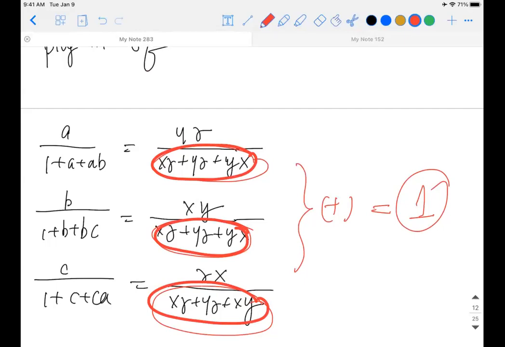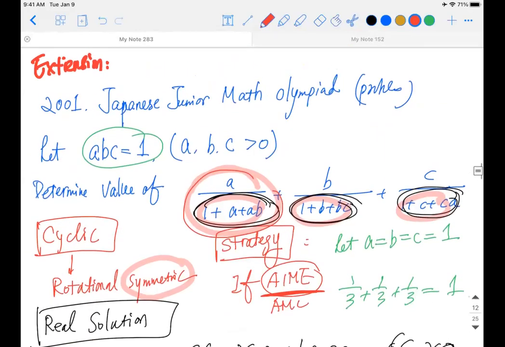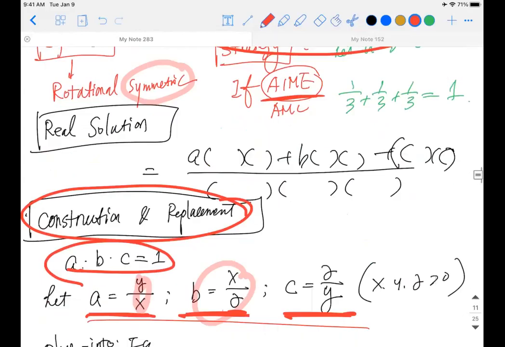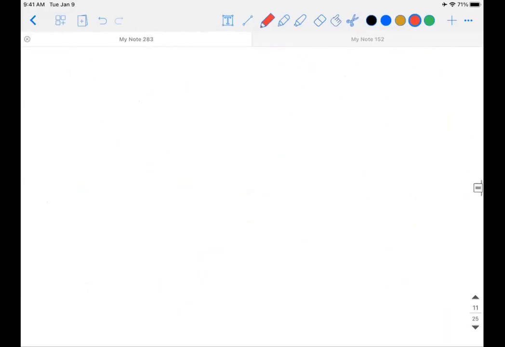So far, so good? This is pretty much using these things to determine a range. This can also be considered as asking for a range for this expression, but the range is only one number. You're trying to use this symmetric property to do the construction and replacement, and you're good to go. Okay, if all good, let's go to another problem.